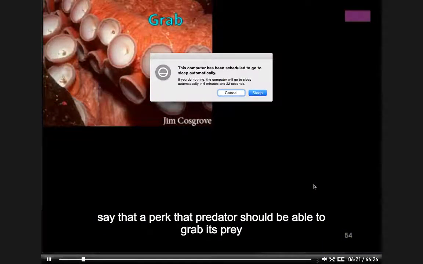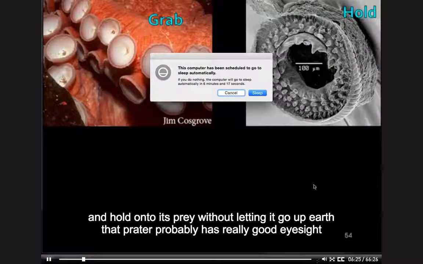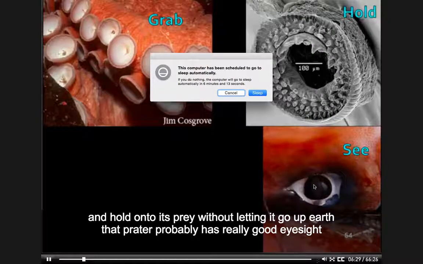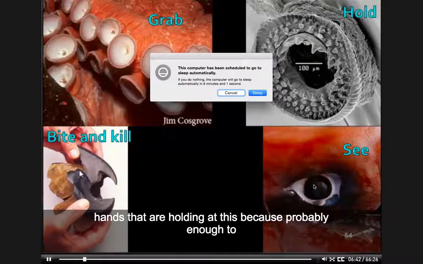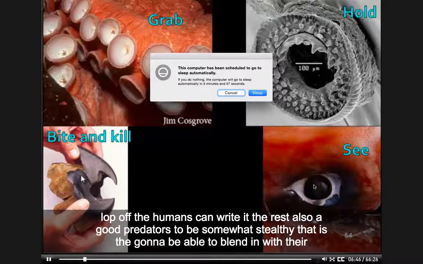Well, let's say that a perfect predator should be able to grab its prey and hold on to its prey without letting it go. A perfect predator probably has really good eyesight and has a huge organ, something that it can bite and kill its prey with without any problem at all. You'll notice the size of this beak compared to the hands that are holding it. This beak is probably enough to lop off a human's hand right at the wrist.